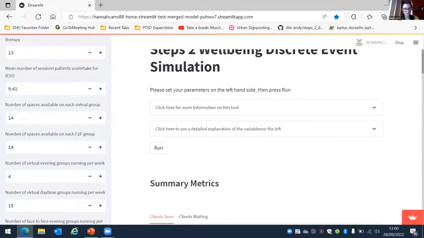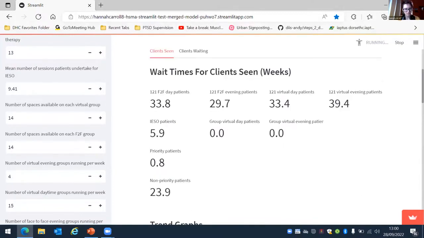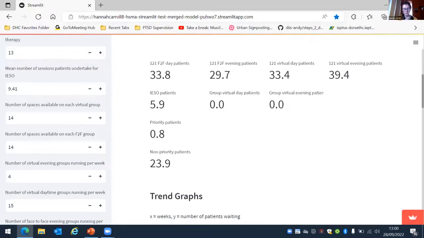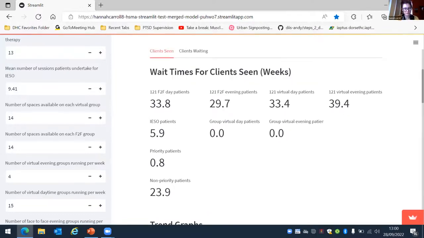So if we scroll down a bit, the model runs over the course of a year, and these are the number of patients that have been seen, so patients who have reached the end of the waiting list and then started their treatment or potentially even finished their treatment. So these are the mean wait times for each different type of appointment in weeks. So if we look specifically at the one-to-one face-to-face evening, you can see that they're waiting about 29 weeks. And then on the other tab, we've got the same statistics, but for the current wait list.